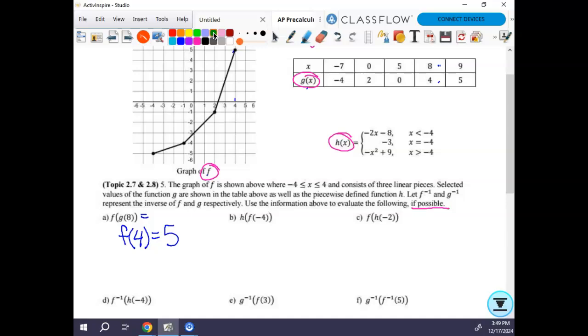All right, so h of f of -4. The first thing I look for is f of -4. So -4 gives me -5. So then I want h of -5. Here's h. Okay, -5 is less than -4, so I've got to substitute it into this first one. So this is going to be equal to 2 times -5 minus 8. So that's -10 minus 8, which is -18.